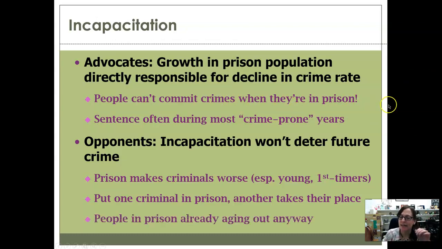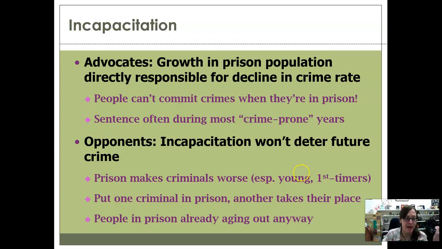And then there's the idea that we look at this sentencing happening during crime-prone years, and that is true. But then what's also kind of true is that people in prison are already aging out anyways. Because typically we don't sentence youth or first-time offenders to lengthy sentences. So it's usually when they're a little bit older that they're getting the longer sentences, especially when you look at something like three strikes laws.